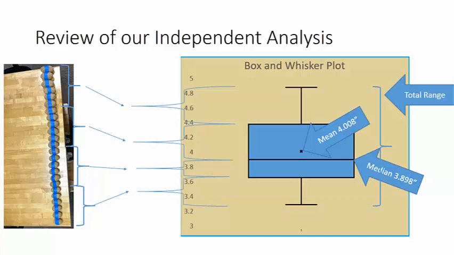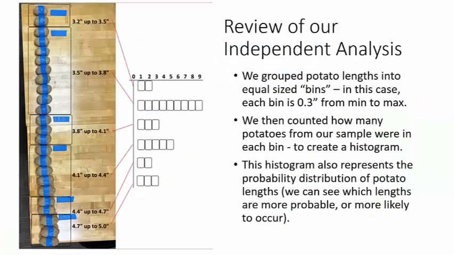And we also found the median, the length of a potato that would chop the sample in half, such that half of the potatoes in the sample would be shorter than the median and half of the potatoes in the sample would be longer. We also grouped potato lengths into equal-sized bins. So in this case, each bin was about a third of an inch from minimum to maximum.